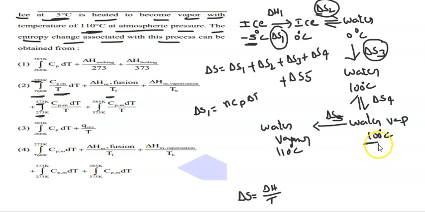And later this 100 degrees centigrade has been changed to 110 degrees centigrade. Again we have to use the formula nCp delta T. So the formula is 373 kelvins, 100 degrees centigrade, to 383. You have to do the integration. So option 2 is the correct answer for the given question.